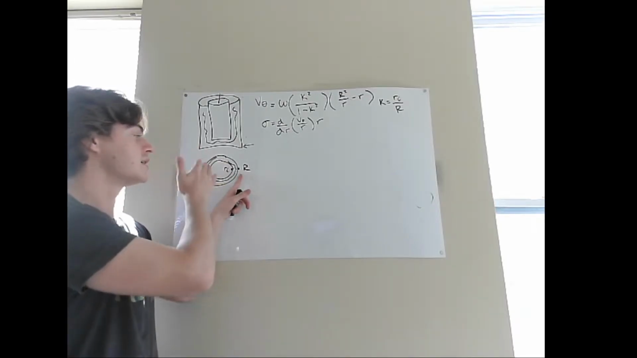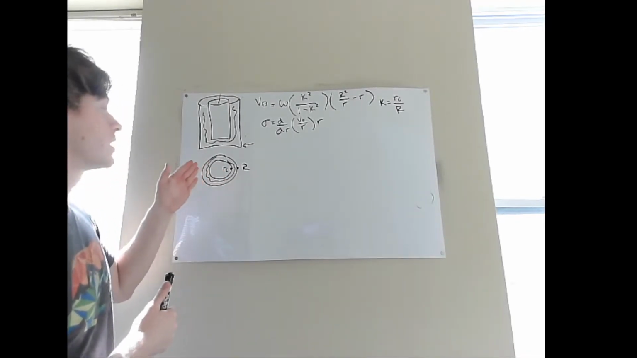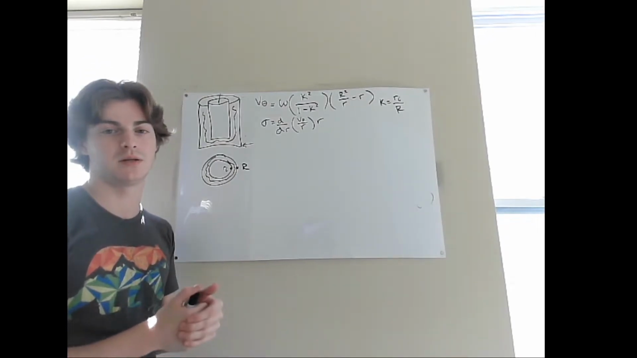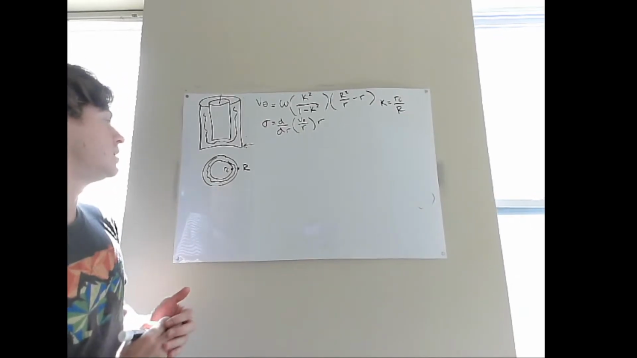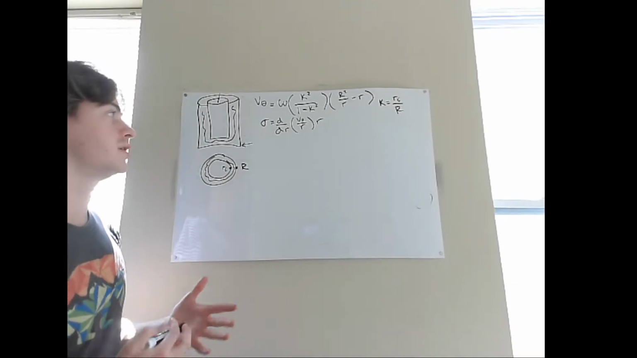So the fluid against the outside cylinder has a velocity of 0. And then if you take a look at the inner cylinder, the velocity of the fluid against that is going to be equal to the velocity of the inner cylinder, which can be written as the inner radius times the angular frequency omega.